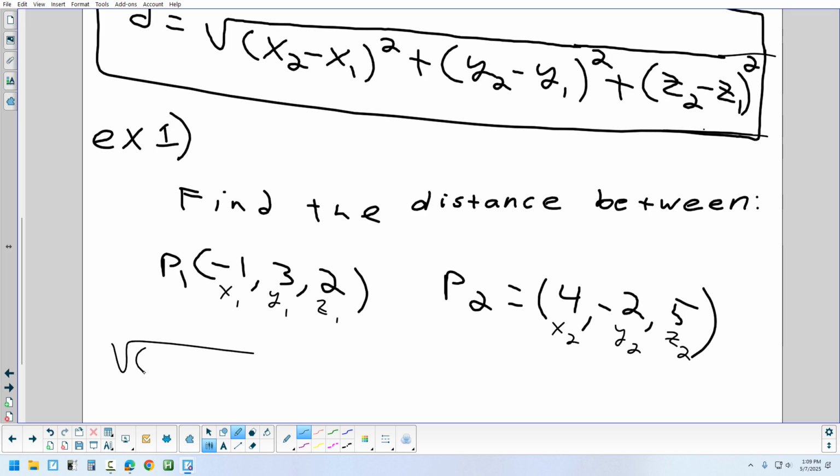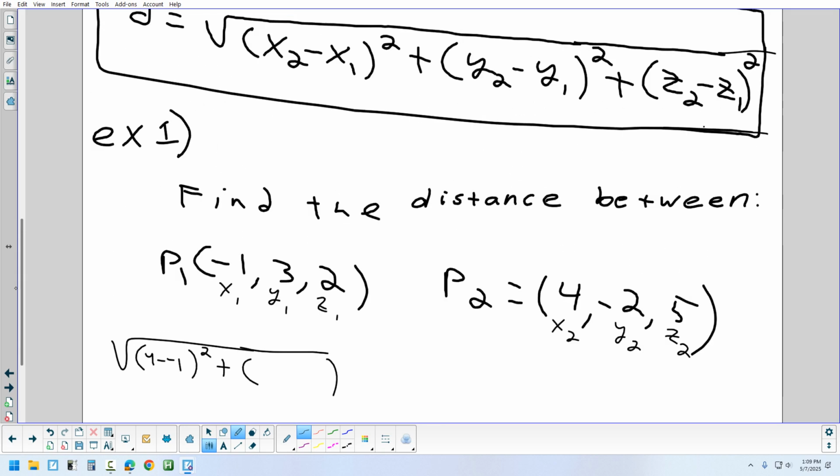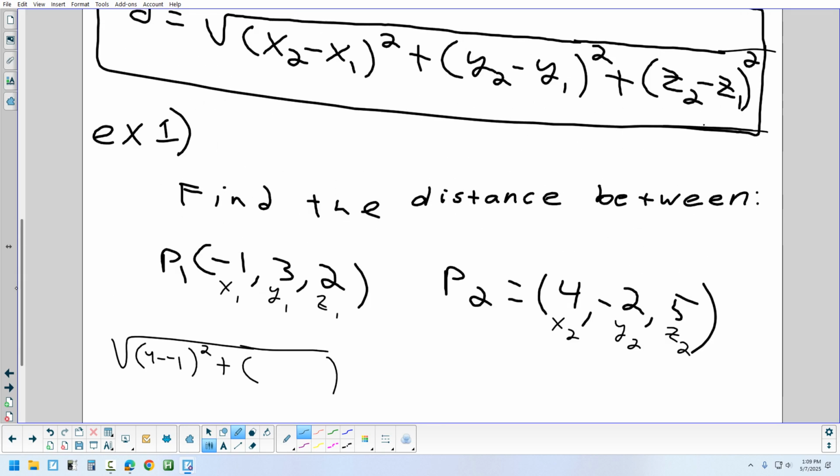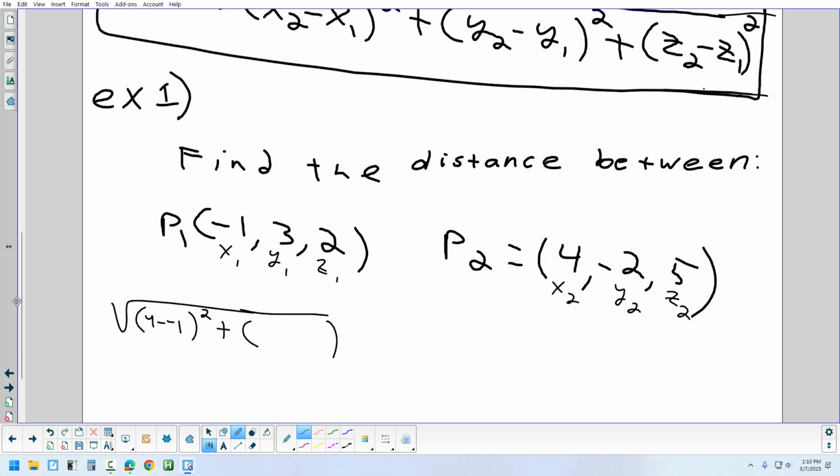This isn't too bad. Okay, what's going to go in the first parentheses? x2 minus x1, so 4 minus -1. And what do we have to do with it? Square it. What goes in the second part? y2 minus y1, so -2 minus 3 in parentheses, and then square. And what about the third part? You put 5 minus 2 in parentheses and square.